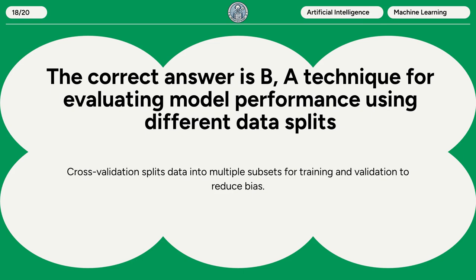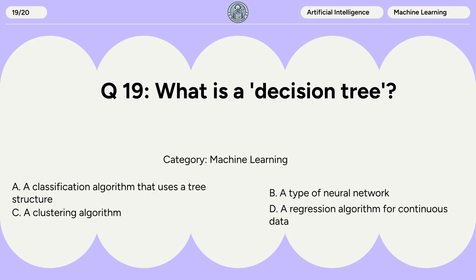Question 19. What is a decision tree? A. A classification algorithm that uses a tree structure. B. A type of neural network. C. A clustering algorithm. D. A regression algorithm for continuous data.